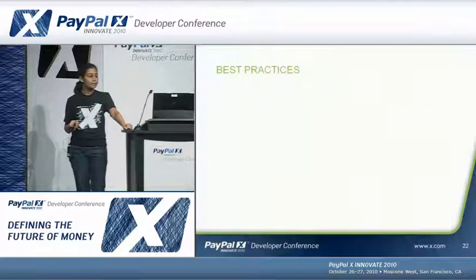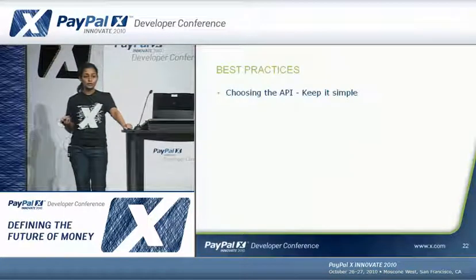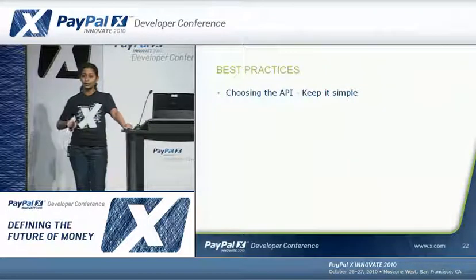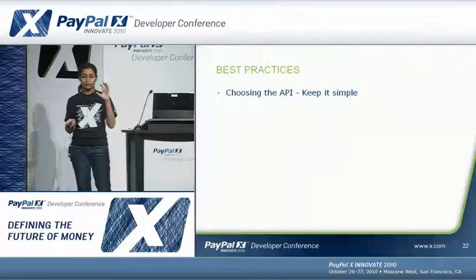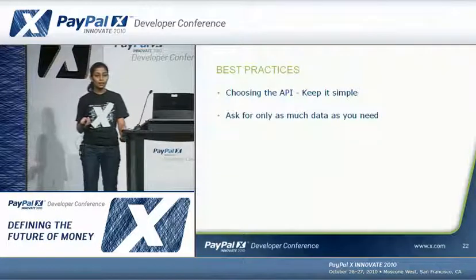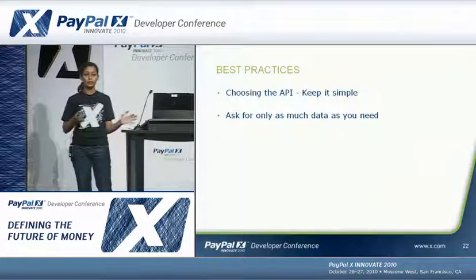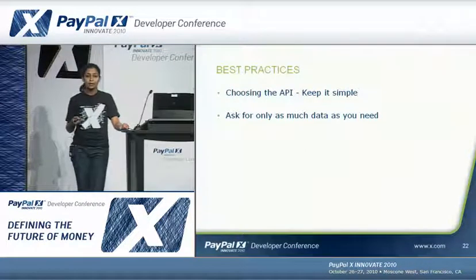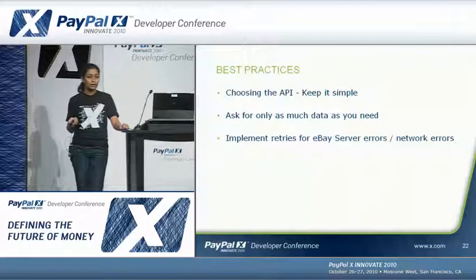All right, now let's look at some best practices. If you're going to be building your application with our APIs, first step is obviously choosing the API. One rule of thumb is keep it simple. Pick the API that gives you exactly the information that you need and is the least complicated. Ask for only as much data as you need. That will help not only your application's performance, but it will provide a good experience to users who are using your application. So ask for only as much data as you need.